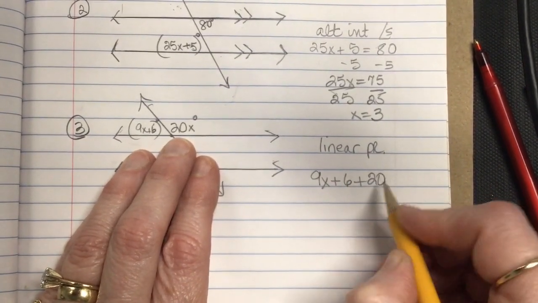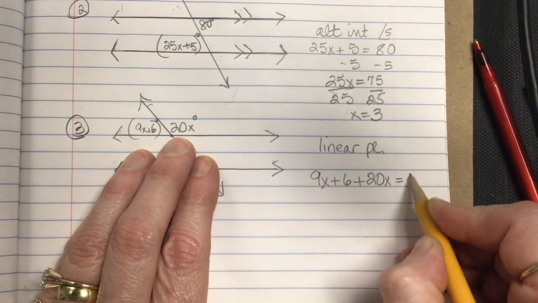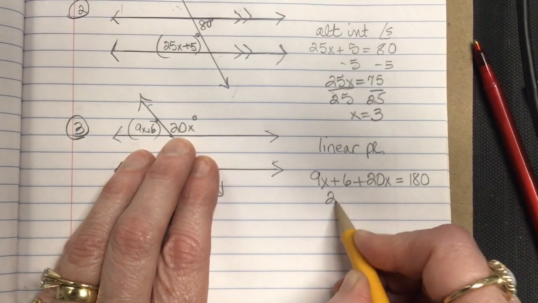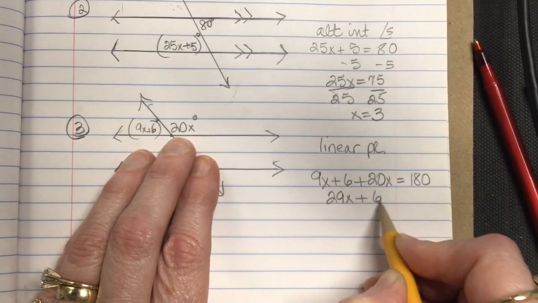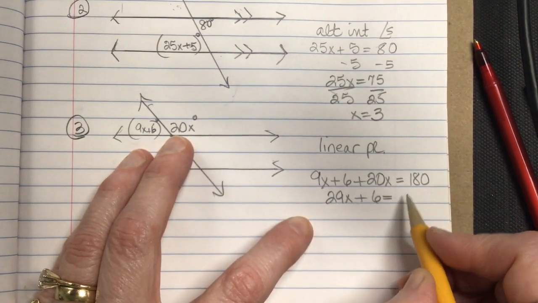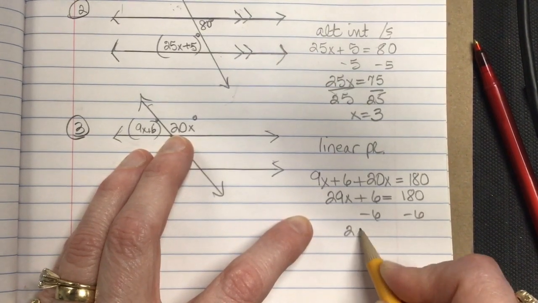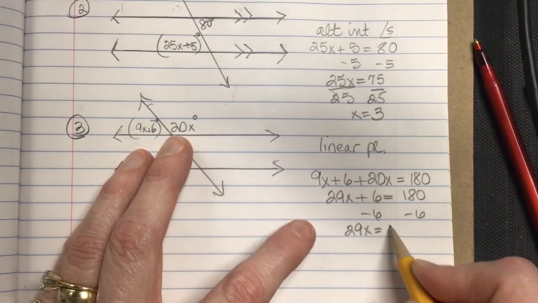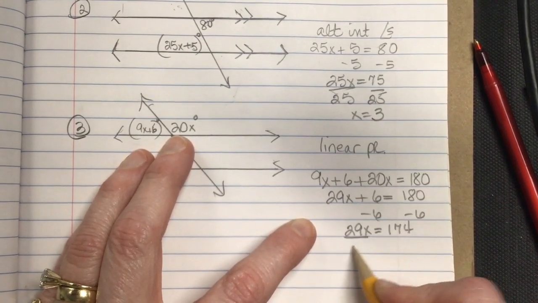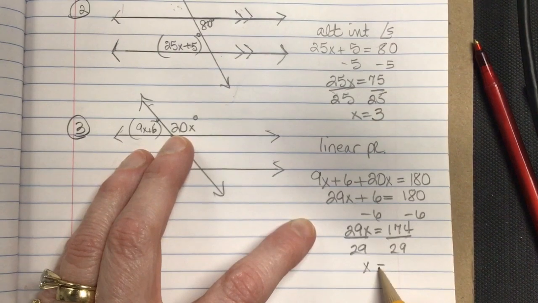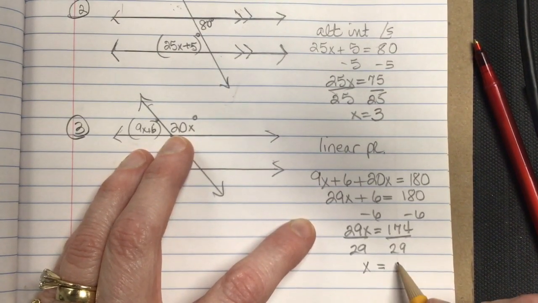So we've got 9x plus 6 plus 20x is equal to 180. I'm going to go ahead and put my like terms together. I just like to do that. 29x plus 6 equals 180. Subtract your 6. 29x, I'm sure I'm ahead of you, but I'll let you catch up. And I think it comes out exactly 6.